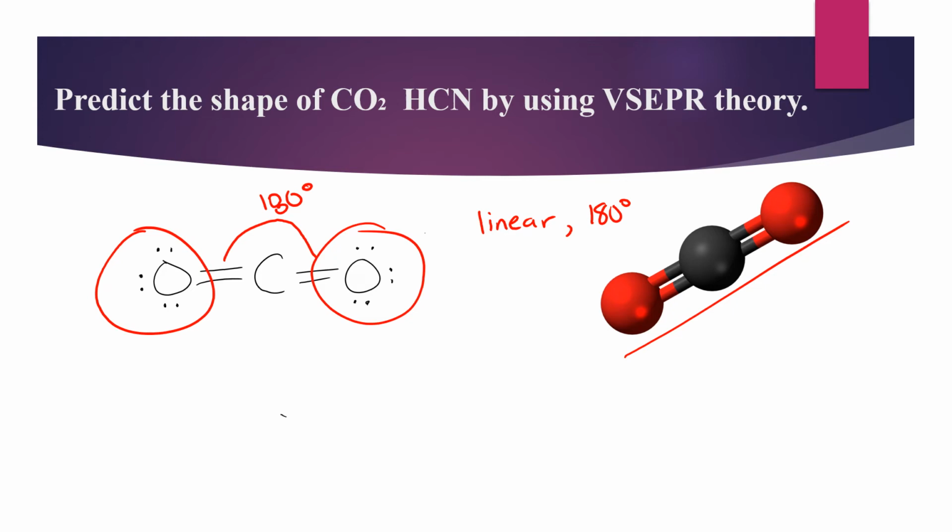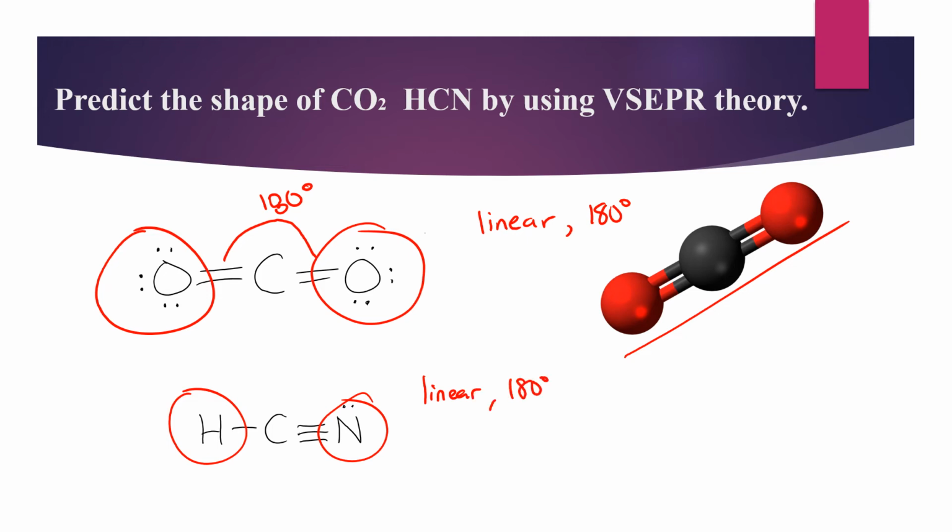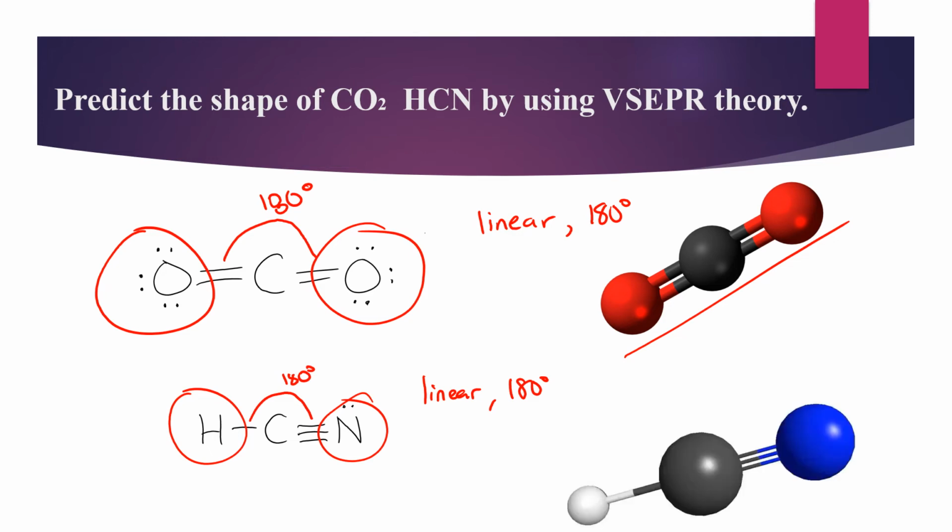Okay, the next one, y'all, HCN. So that's the Lewis dot diagram. Again, I take a look at the central atom and I see that there are 2 atoms attached to it, no lone pairs. So this would be linear as well. And I can see that it does form a straight line. Let's look at the model. Boom, we are right, a straight line there.